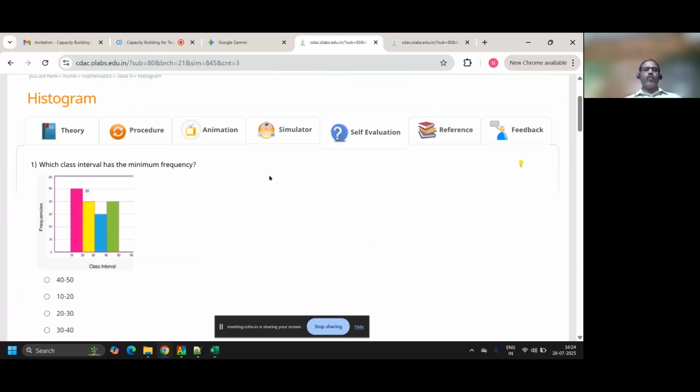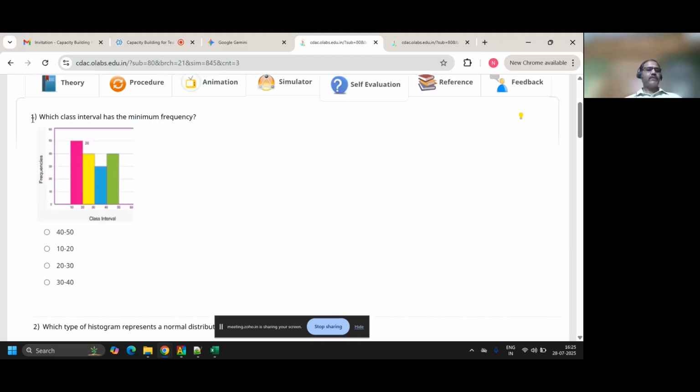Now, one very good thing about OLAPs is any topic you choose, they have also given under self-evaluation what are the questions you need to ask.